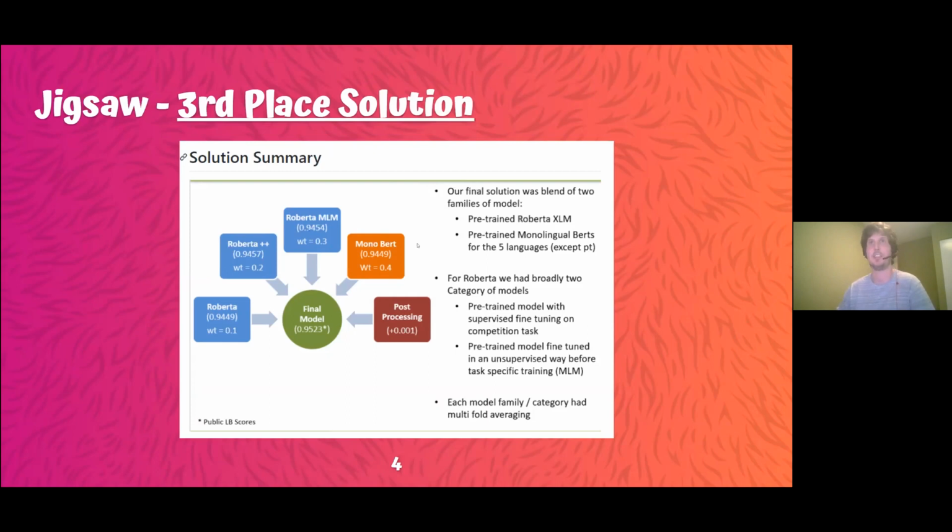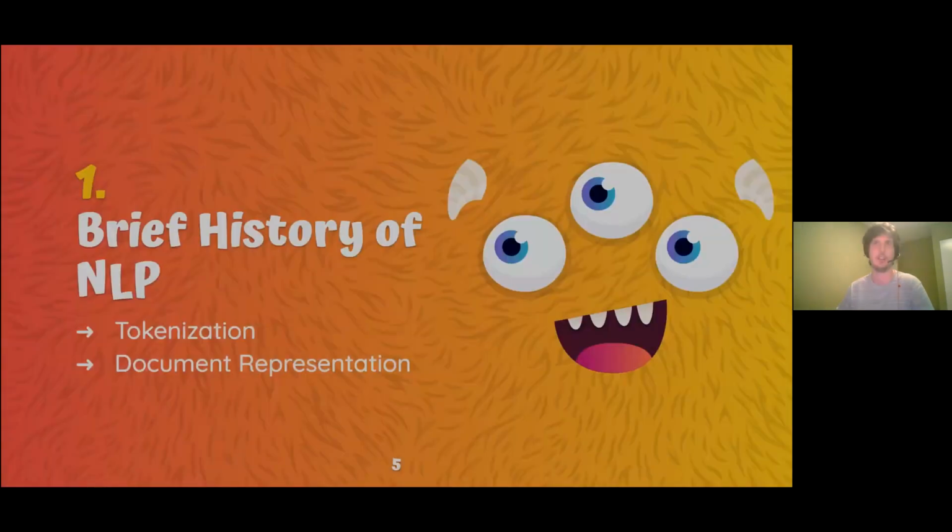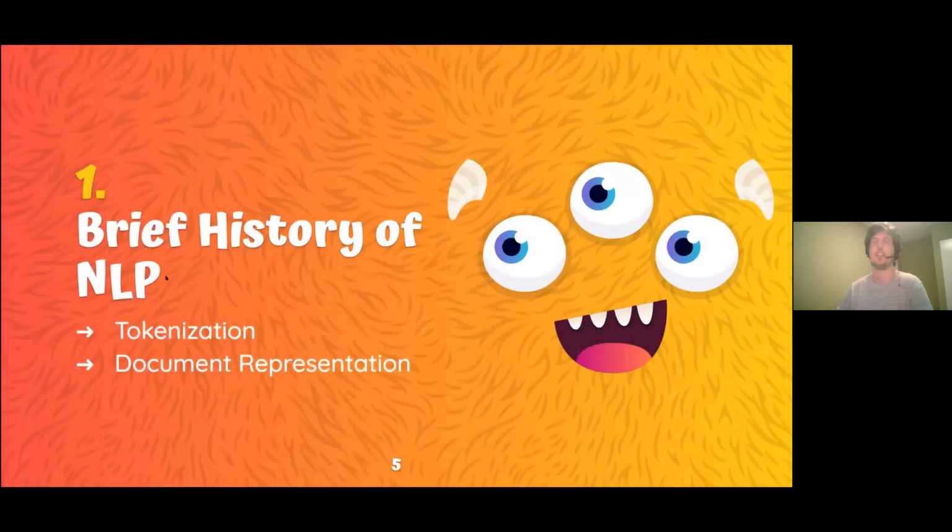Here we see that the third place used three different types of the Roberta model, a BERT variant, also a BERT variant, mono BERT. And then they did a little bit of post-processing. They just ensembled all of these together. And you can do so quite easily, actually. Well, maybe easy is a strong word, but simpler than you would expect using the transformers library. So everybody should be learning how to use transformers.